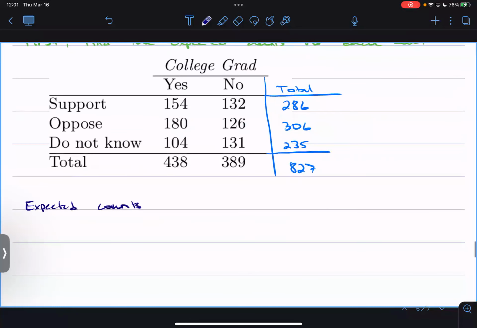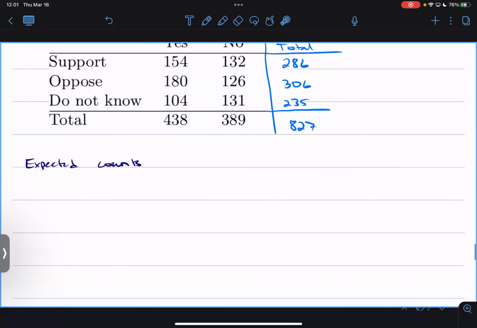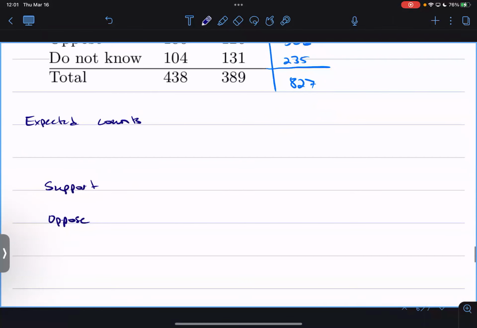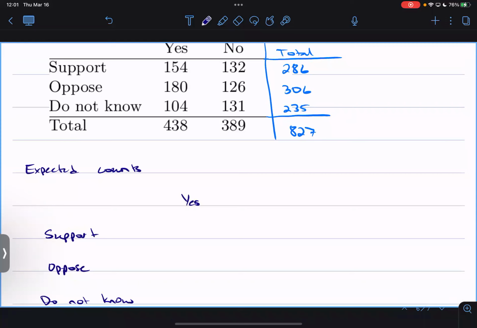Okay, so now for my expected counts, I'm gonna recreate the table with the categories for each variable, right? But then I'm gonna show you the calculation for the expected counts. You don't need to show me your work for your expected counts, just because it can be kind of time consuming, right? And it's probably quicker to just do it. But I don't know, it doesn't hurt. So in terms of the support, oppose, and do not know. And then the college grad is either yes or no.